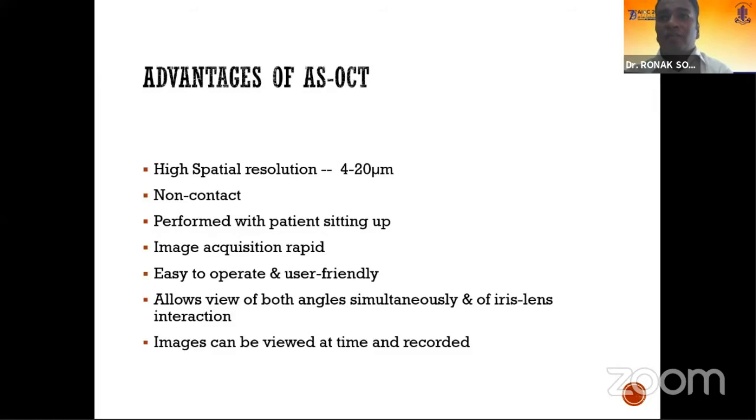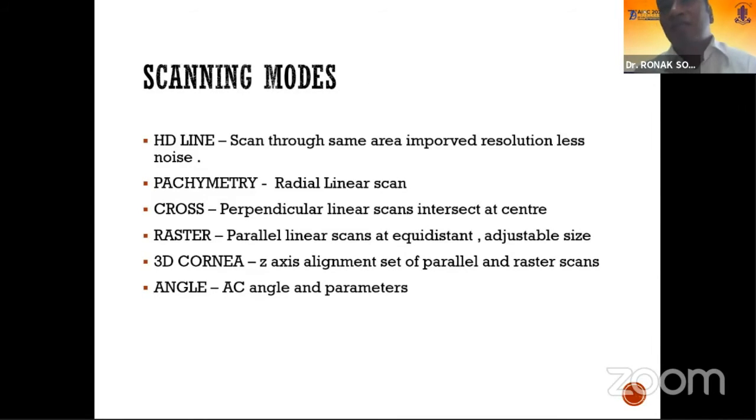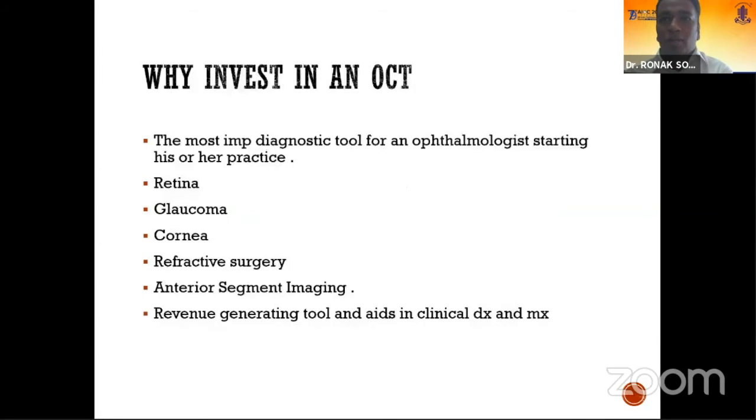The advantage of an anterior segment OCT is its high spatial resolution. It's a non-contact device performed with the patient sitting up. Image acquisition is rapid, and it can be viewed in time and recorded for monitoring purposes. Various scanning modes are for your various pathologies, like an HD scan provides a scan through the same area and improves the resolution. Pachymetric has a radial scan so that a diffuse area can be measured.